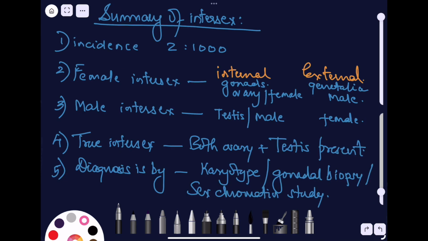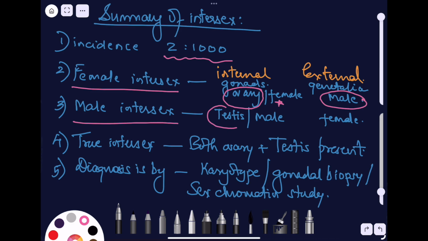So the summary of intersex is: the incidence is 2 in 1000 patients. Female intersex means internal genitalia has ovary and external genitalia is of male. Male intersex means internal genitalia is testes and external genitalia is of female. True intersex means both ovary and testes are present. Diagnosis of the above conditions is through karyotype, gonadal biopsy, and sex chromatin study.